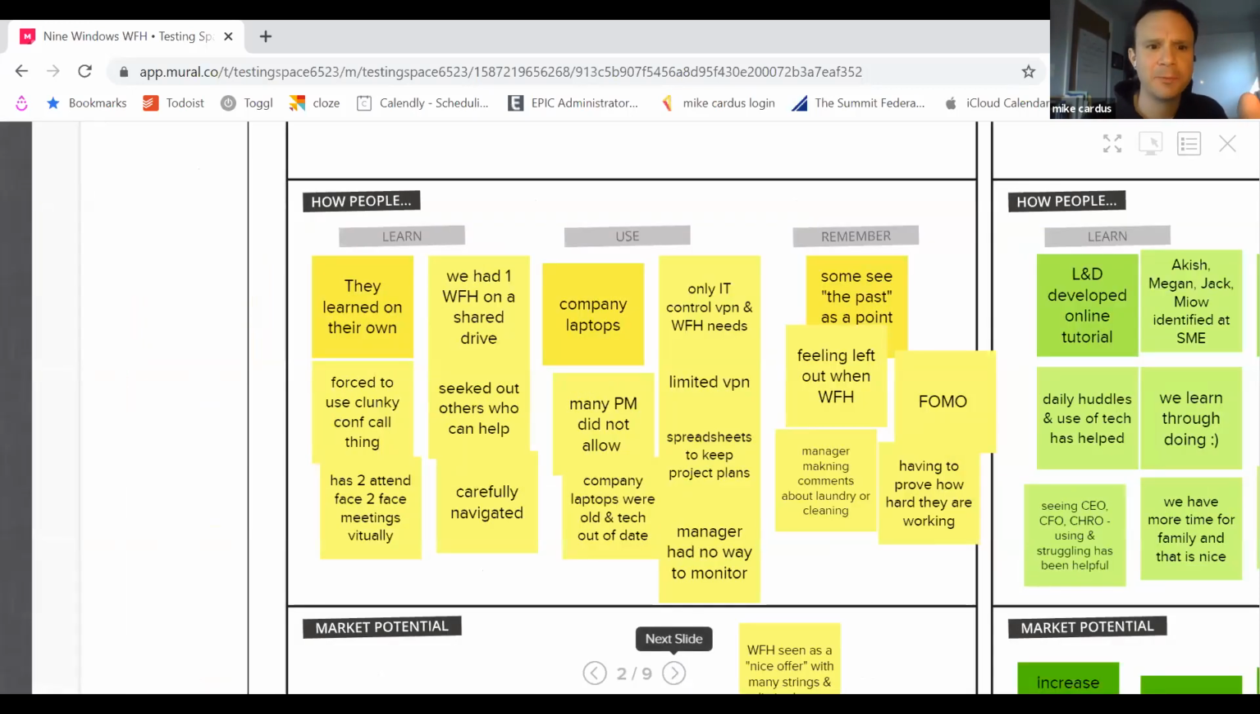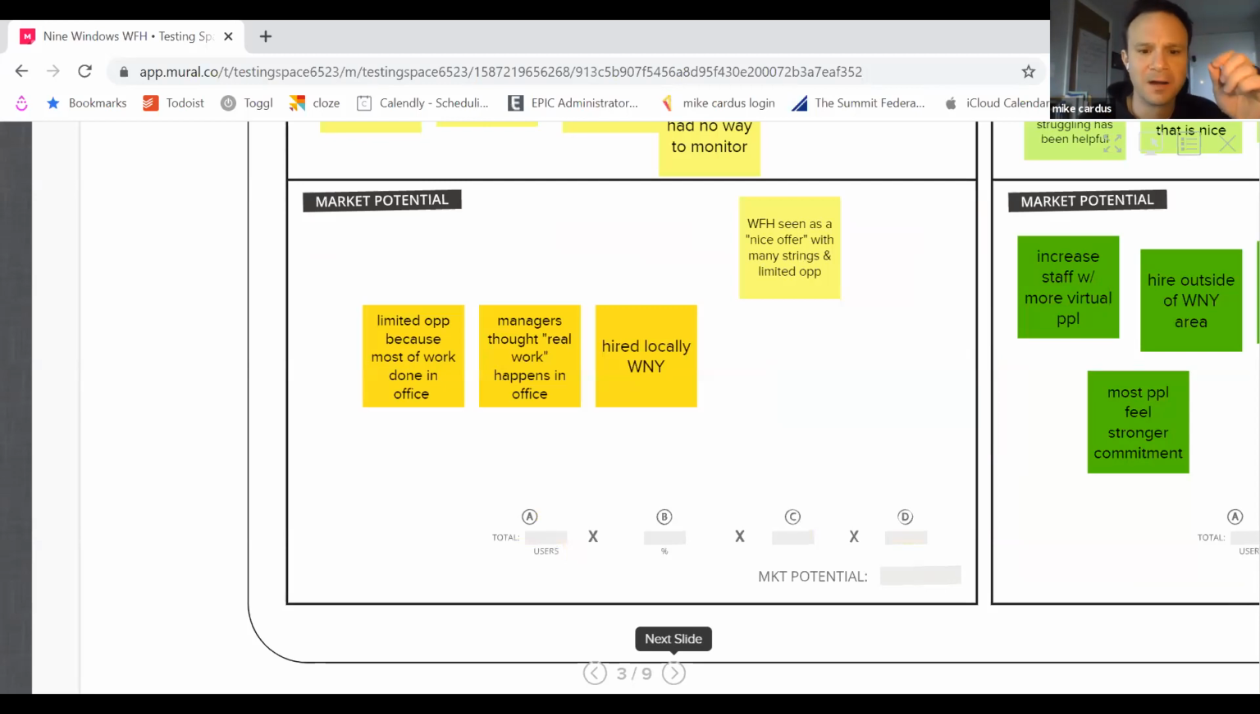Yesterday, how did people learn to do work from home and telework? How did they use work at home and telework? What do they remember? What do they remember people felt about it? How did it look? What were the feelings? In the how people learn, use, and remember, this group I've been working with for several years now, and we've done a lot of employee experience feedback. We saw the employee experience, or narratives of how folks actually experienced the work, come through in this process. Market potential in the past.